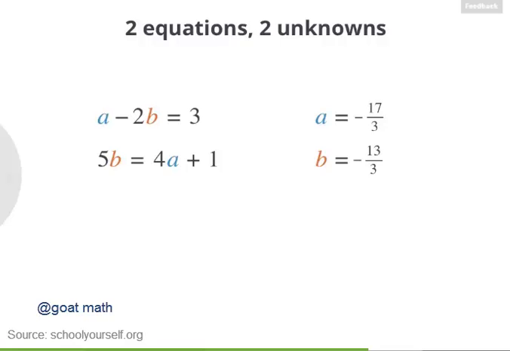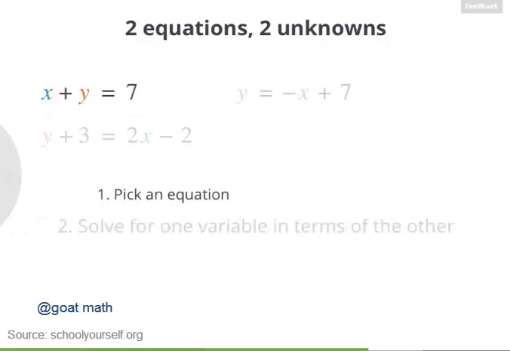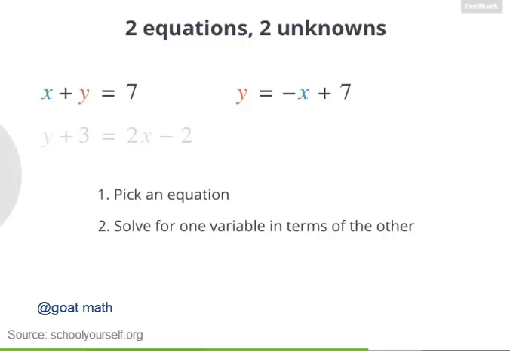At this point, let's quickly write down the steps we took to solve two equations with two unknowns, like these two equations from the first example. First, we picked an equation, like the top one. Then you solved for one variable in terms of the other, like y in terms of x.